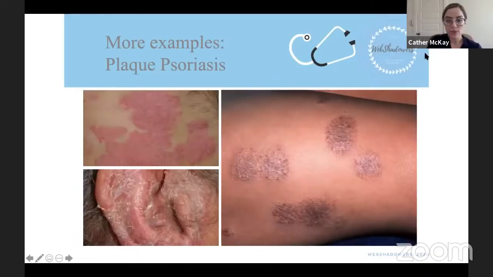So, more examples. Plaque psoriasis: bright red, well demarcated again. This is more scaly. In a darker skin type, you would have a more violaceous appearance, but that's psoriasis.